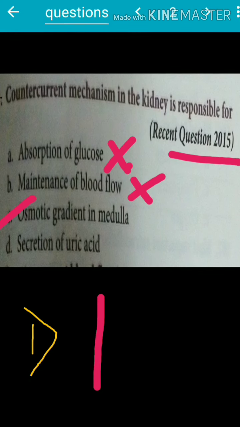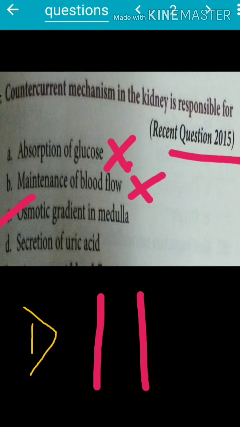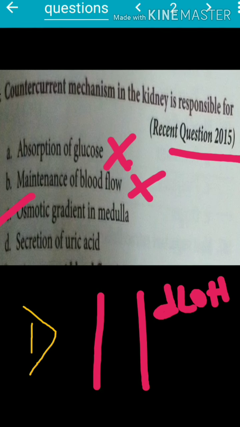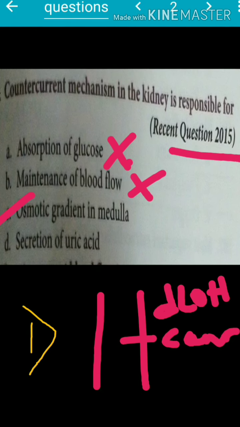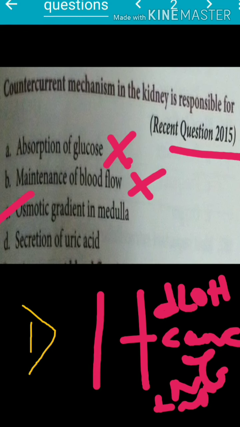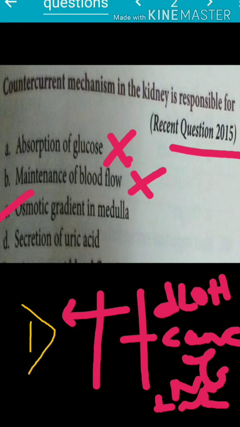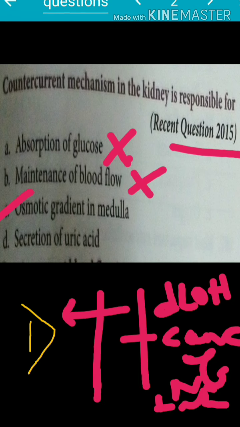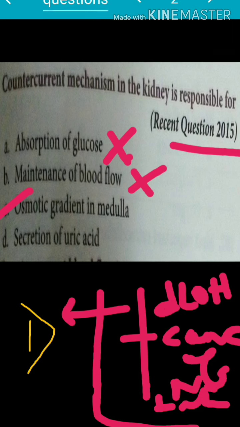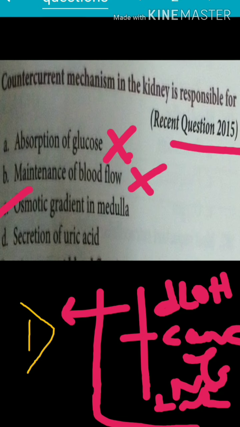Why, we will discuss. Like we discussed earlier, in the descending loop of Henle, concentration of sodium takes place as water is permeable but sodium is impermeable. So the descending loop of Henle is the part where concentration of the urine takes place. So the answer will be osmotic gradient in medulla.